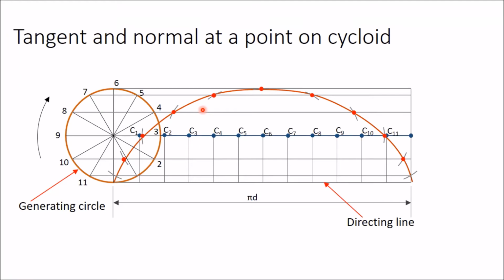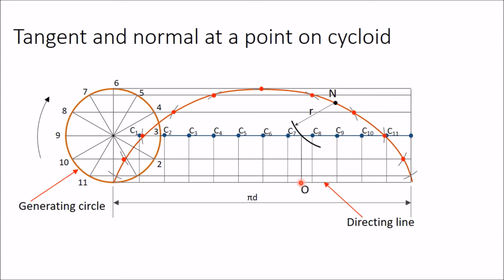To draw tangent and normal at a point N, you have to draw an arc with radius equal to the radius of this generating circle from this point N, which cuts the locus of centers at this particular point. From this point, draw a vertical line which intersects the directing line at point O. This is the point of contact of this generating circle when the generating point coincides with N.